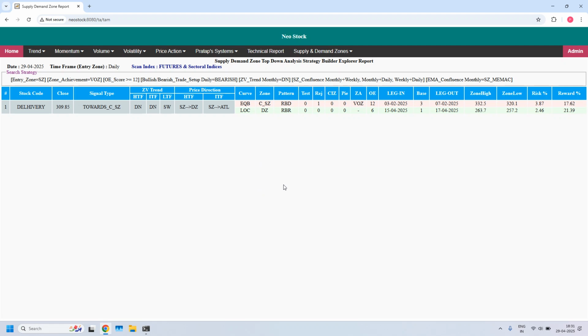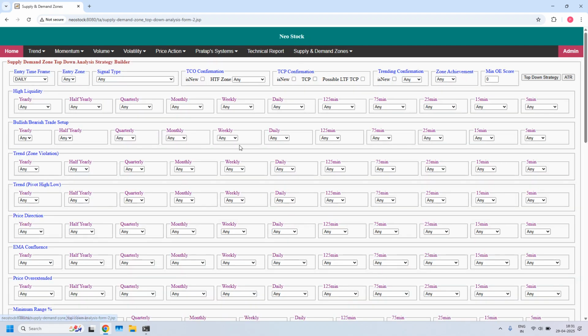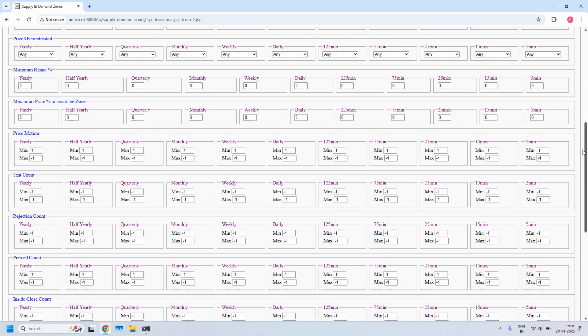Okay. Next, we will look into weekly income trades. First weekly income trade, bullish trade setup, entry time frame 75 minutes, entry zone, demand zone, bullish or bearish at 75 minutes. I am selecting bullish. Zone achievement VOZ, minimum order enhancer score 12, and 75 minutes demand zone should not be pierced.